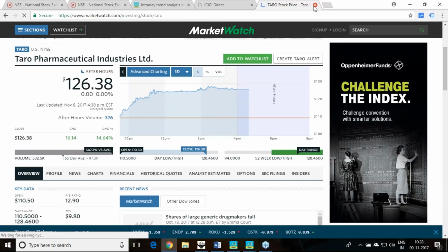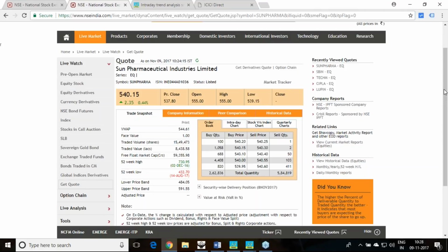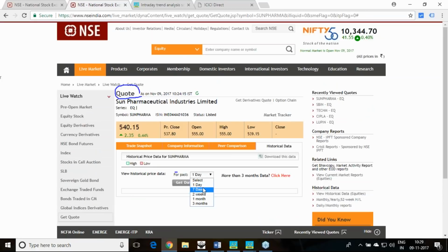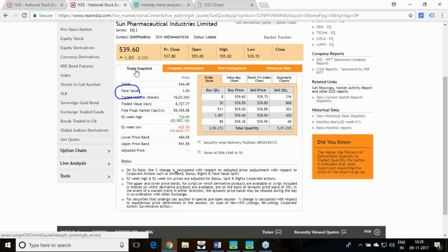However, a similar thing is not reflected in Sun Pharmaceuticals. If you look at its internals, it has a 52-week high of 731, low of 432, currently at 540. For the past 5 to 7 days it was having great momentum, and it just scaled 572 and from there it has fallen. In fact, on 7th November it made 513 and currently it is at the 540 level.